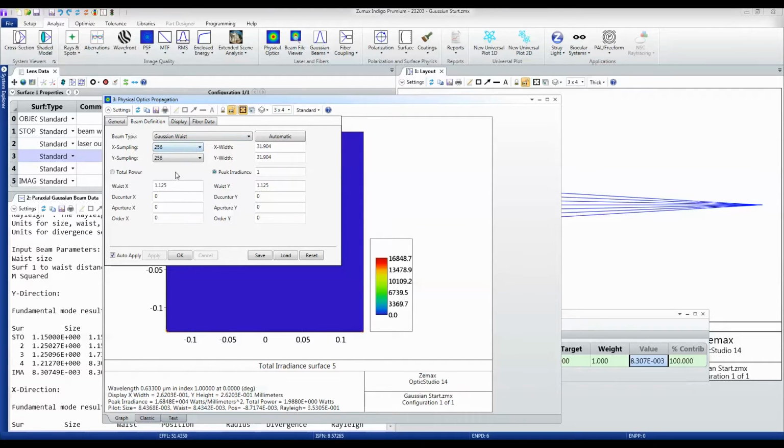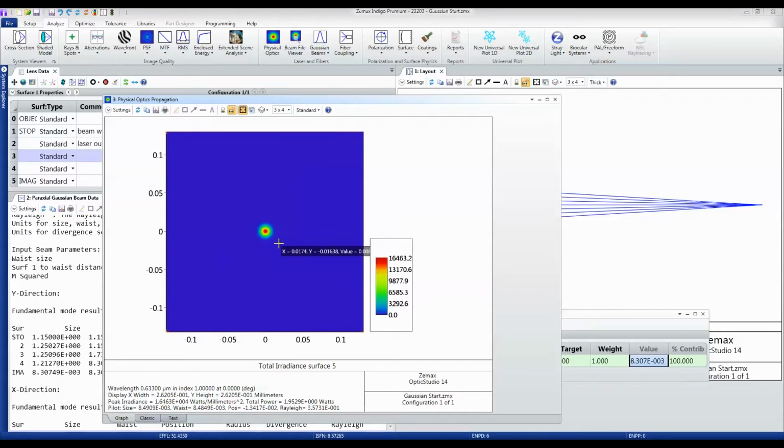And I'm going to define the beam by its waist size, which is 1.15, starting at surface number 1. I'm going to save that setting. And you can see now that what I get appears to just be a really nice Gaussian beam, which is what the Gaussian beam calculation told me all along.